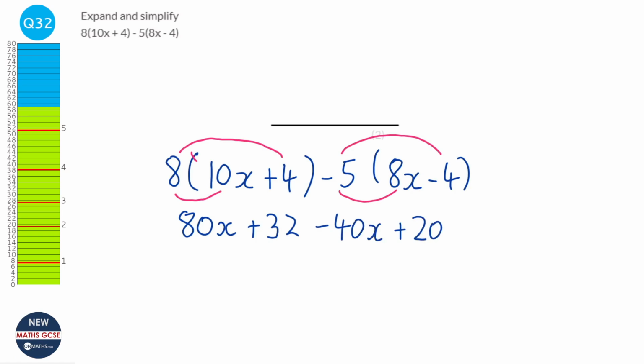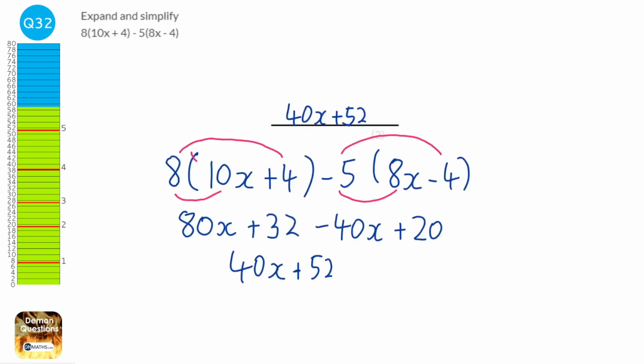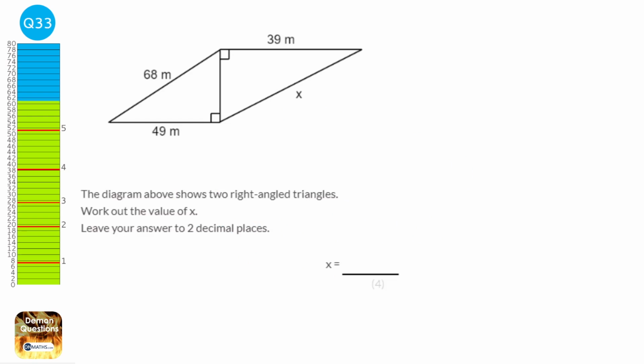And a lot of students will write take away 20 there, but that is a minus 5 on the outside of the brackets there. So it's minus 5 times the minus 4 there will give you a plus 20. Then 80x take away 40x, which will give us 40x. And 32 plus 20, which would be 52. So our answer would be 40x plus 52. We can't work out what x is straight away, but we can find this value here.